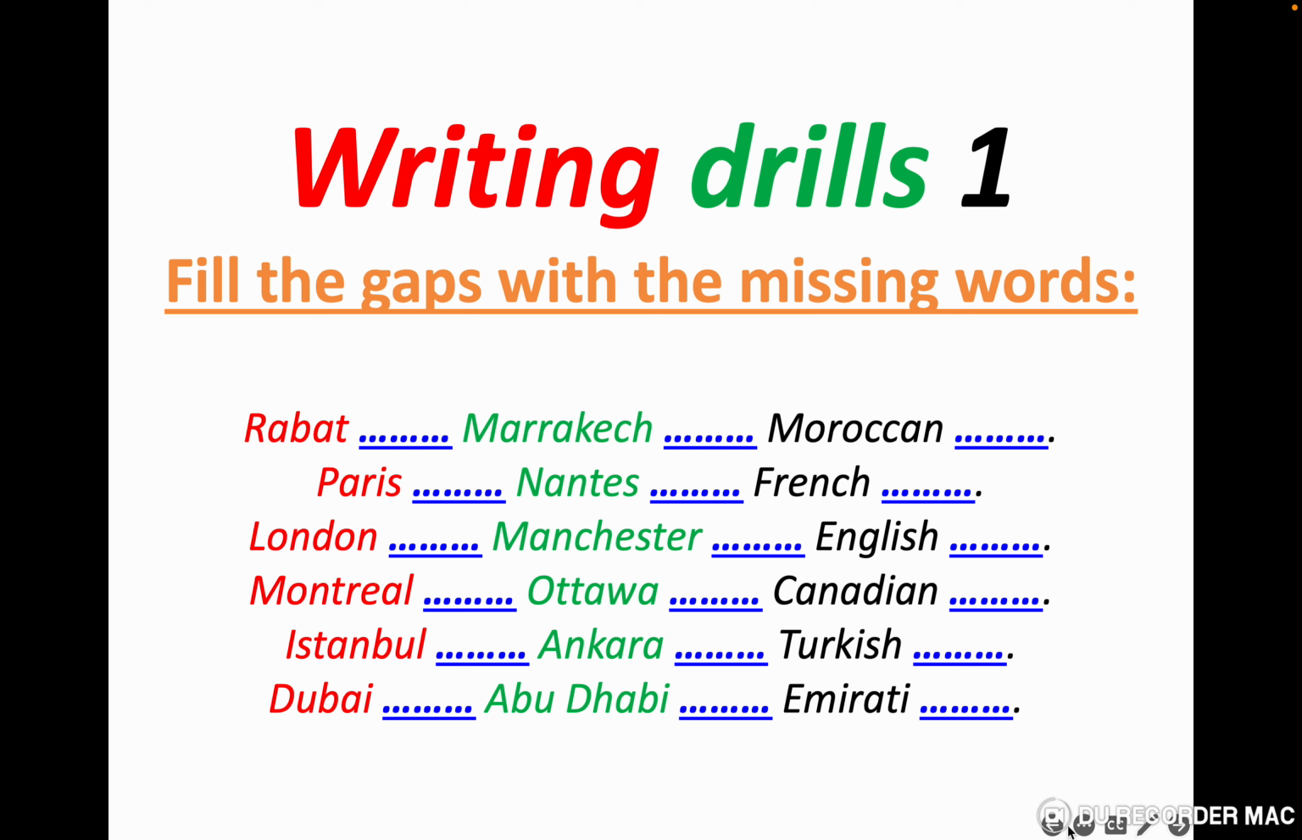Rabat, Marrakesh, Moroccan. Paris, Nantes, French. London, Manchester, English. Montreal, Ottawa, Canadian. Istanbul, Ankara, Turkish. Dubai, Abu Dhabi, Emirati. So you know the missing words. Let's continue.